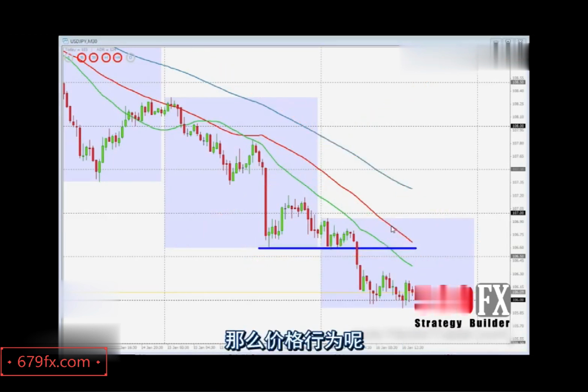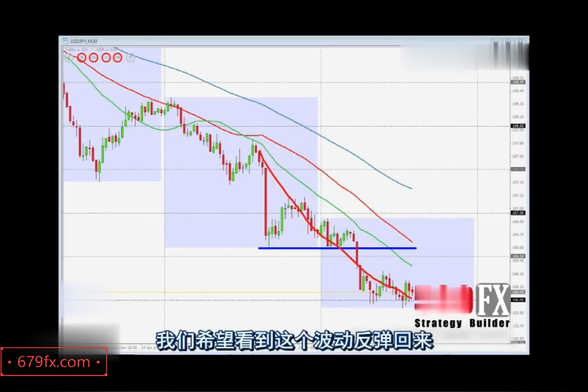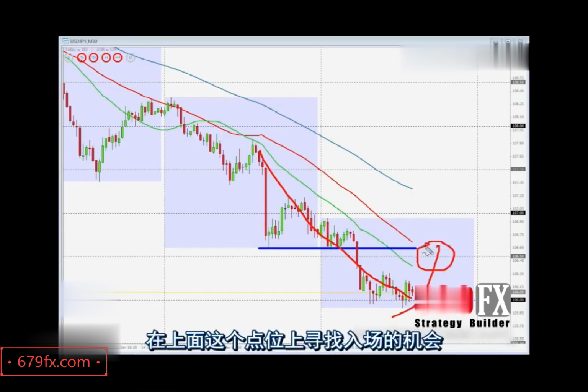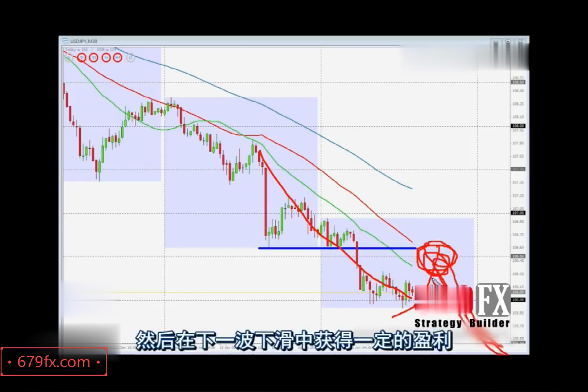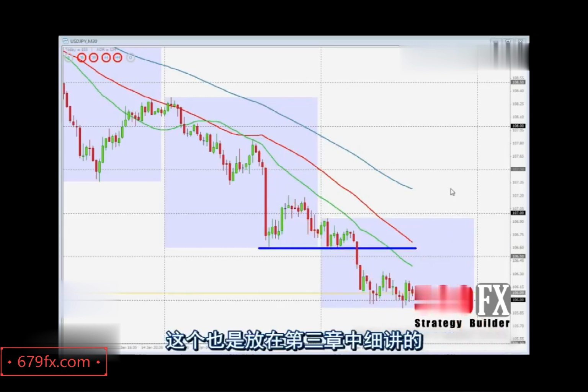What about the script? What about the price action I want to see? Well, we've already determined that what we want is to see this whole swing completed, see a little bit of a pullback, and search for entries around this level. Search for short entries in order to exploit the next swing down. That's explained in chapter number 3, guys. Don't worry about it.